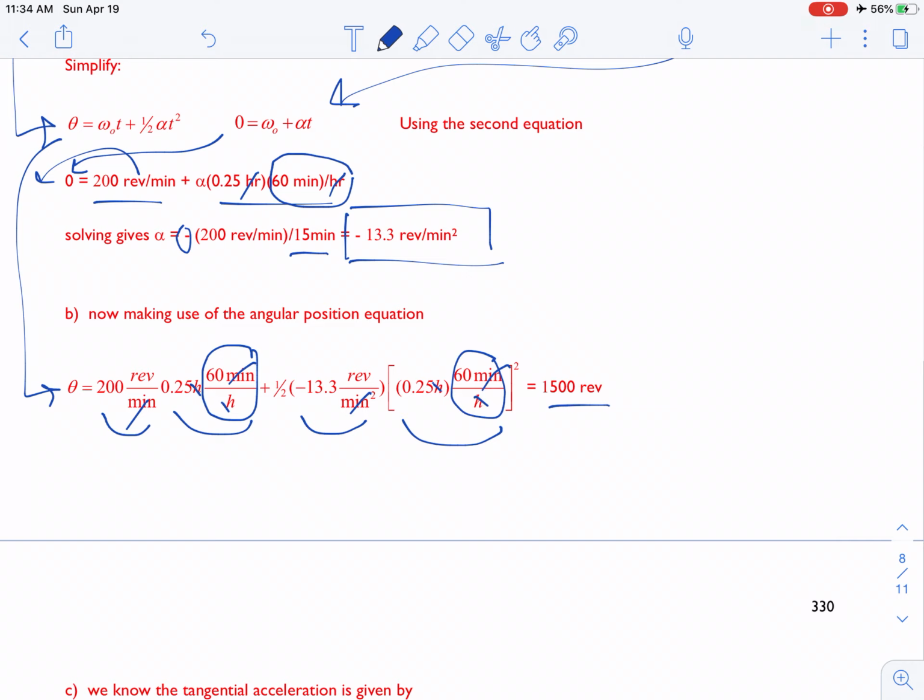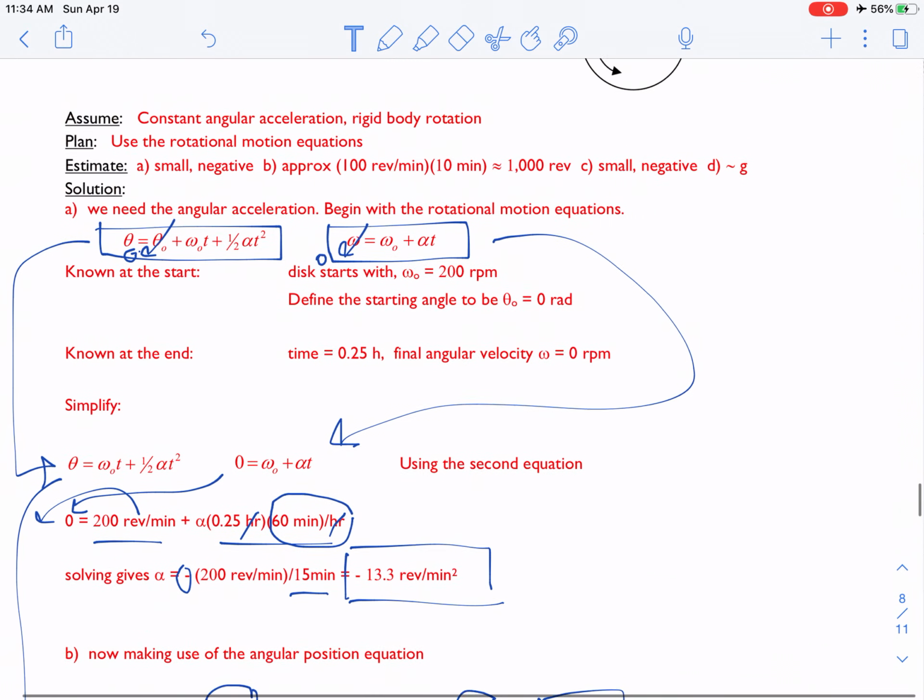So please follow the units, and you know that it's required every time when you're solving numerical problems. But it's more crucial because we may have so much conversions in the problem. Okay, this is 1500 revolution, and that's our theta. So let's also box this.